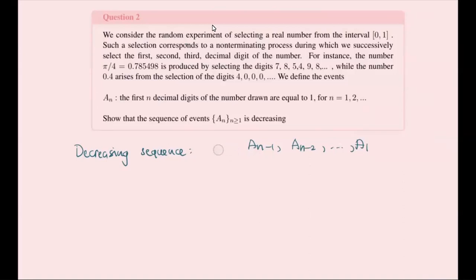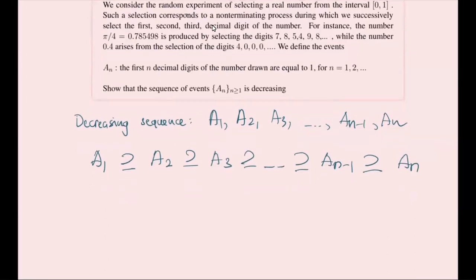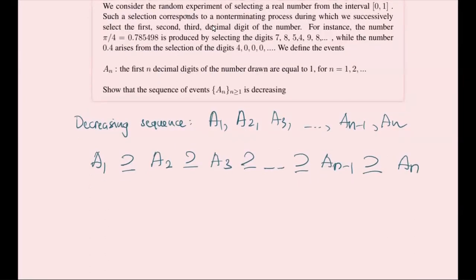Actually, I think I should reverse it, so it's more intuitive. Like I1, I2, I3, In minus 1, and In. This is a decreasing sequence if you have I2 is a subset of I1, I3 is a subset of I2, In minus 1 is a subset of In minus 2, and In is a subset of In minus 1. So this is the definition for decreasing sequence.